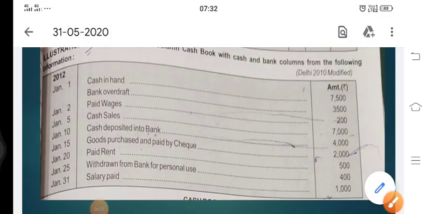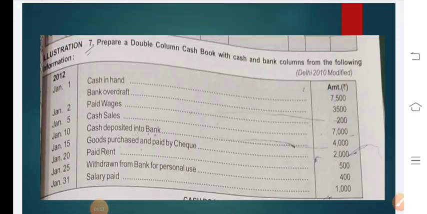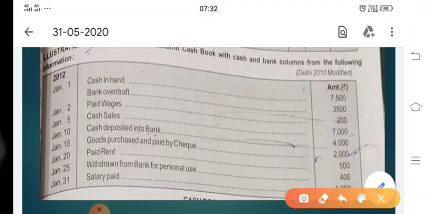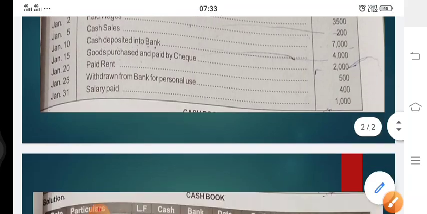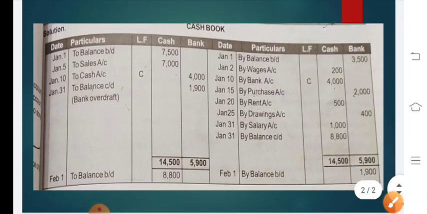So here what we have is cash in hand 7,500 and bank overdraft 3,500. Now cash in hand is having debit balance because it's an asset, whereas bank overdraft being a liability will have a credit balance. So let's check how we write it. So we go to the cash book.